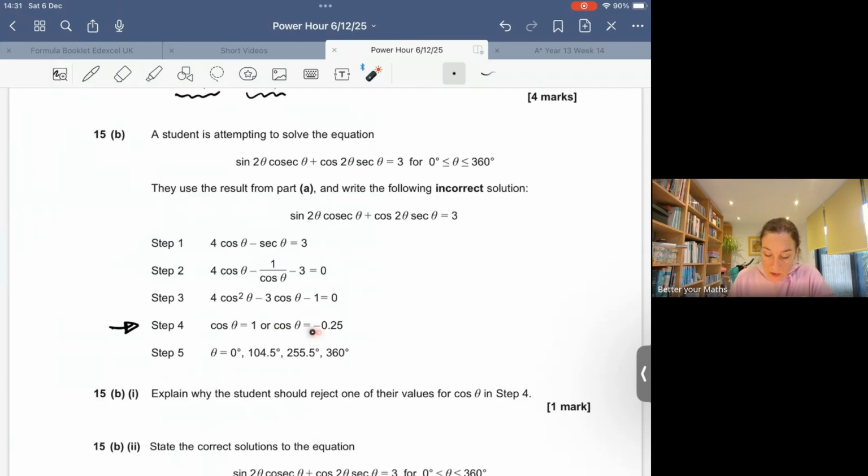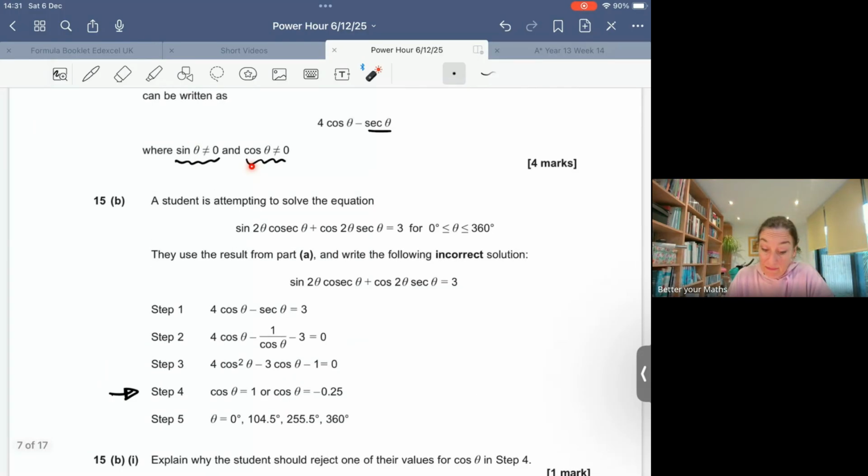And why should he reject one of the values here in step 4? So this one or this one? Which one and why? Can you tell me in the chat? Look at the restrictions here. They are for sine and cos. What is the problem? This one is very unlikely to be because it's a strange value. So if something happens, it's very likely to be with cos theta.